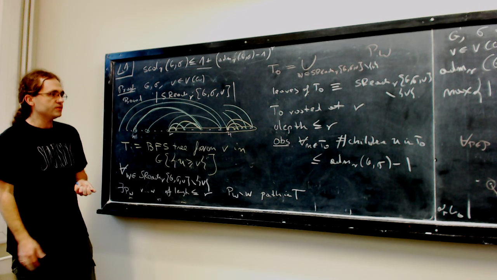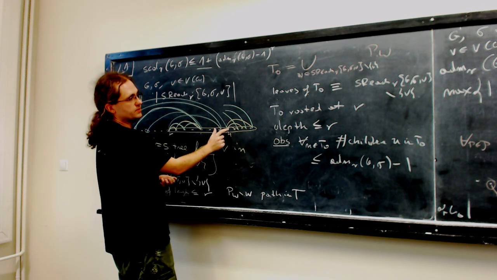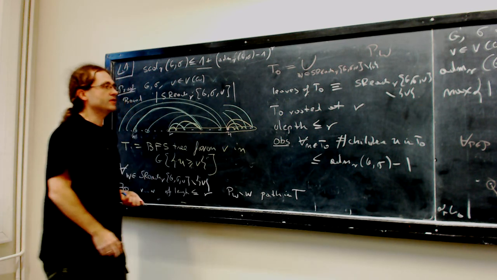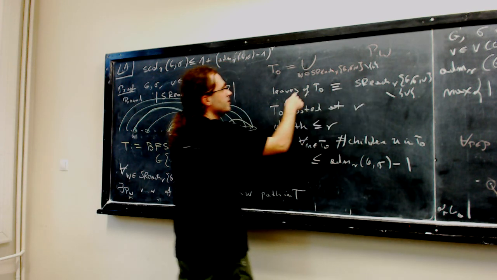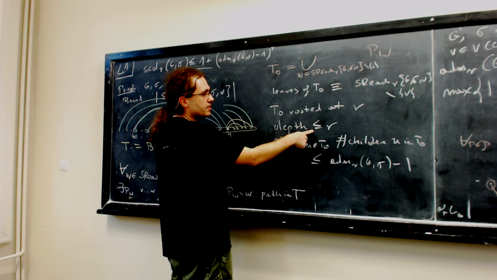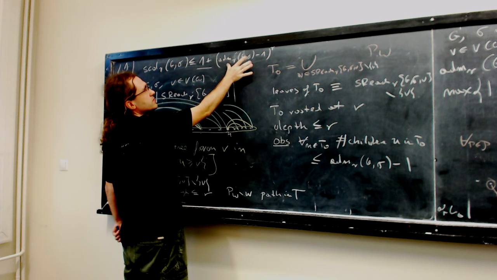Okay? Which means that this guy cannot have more than the admissibility minus 1, because he also counts in his admissibility. Okay? So he cannot have more than admissibility. And now we're done, yeah? Because the strongly reachable sets are leaves, the depth is R, and the number of children is this one, which means that the number of leaves of this tree is bounded by this.